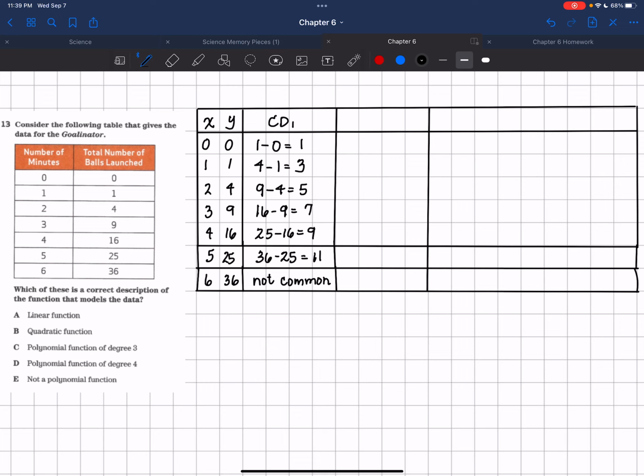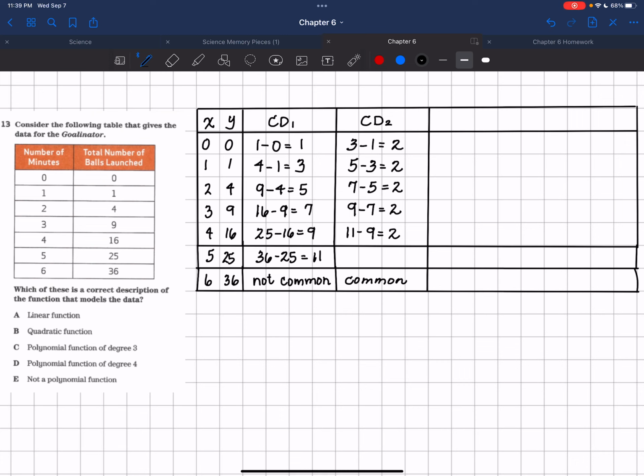But anyway, so here is common difference or consecutive difference 2. 3 minus 1 is 2. 5 minus 3 is 2. 7 minus 5 is 2. 9 minus 7 is 2. And 11 minus 9 is 2. So it is common, and it is quadratic. So we were right.